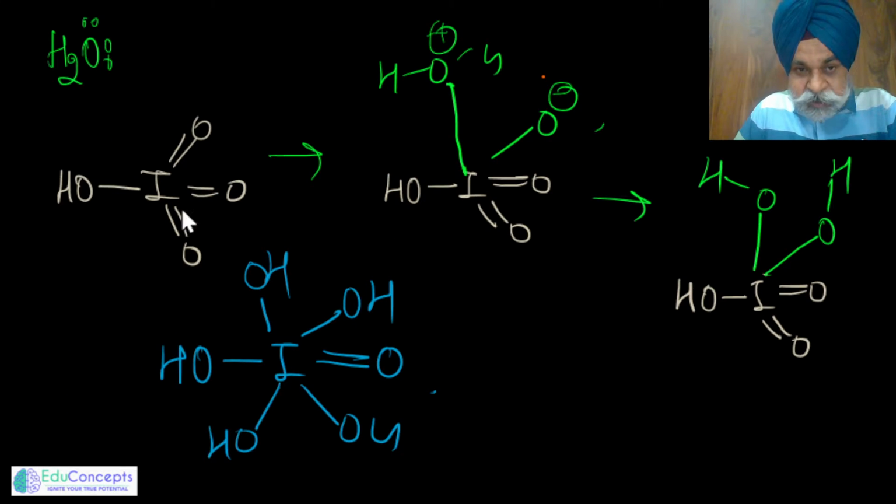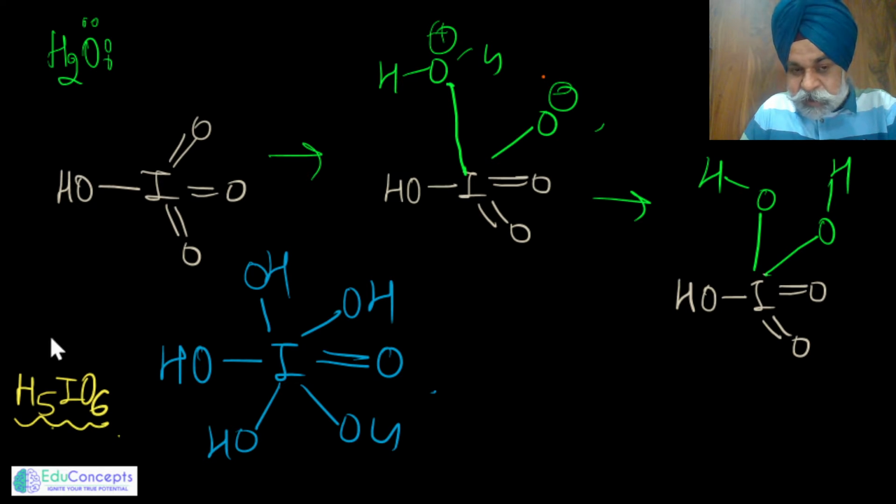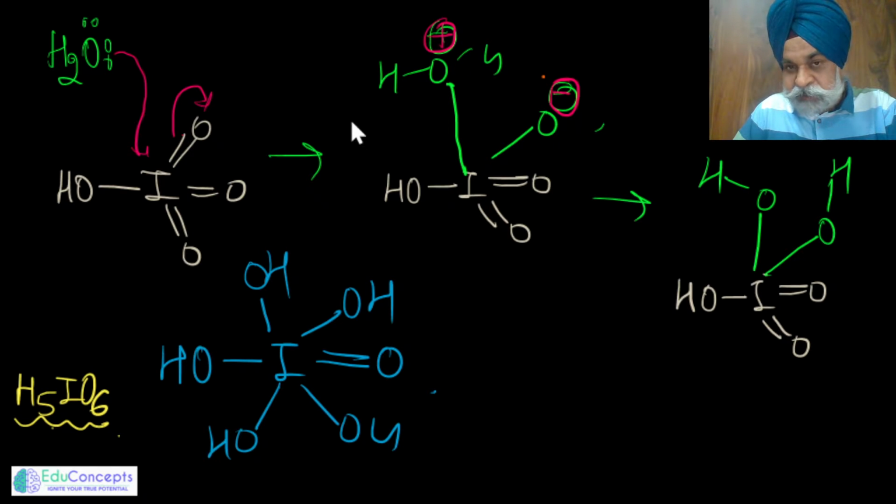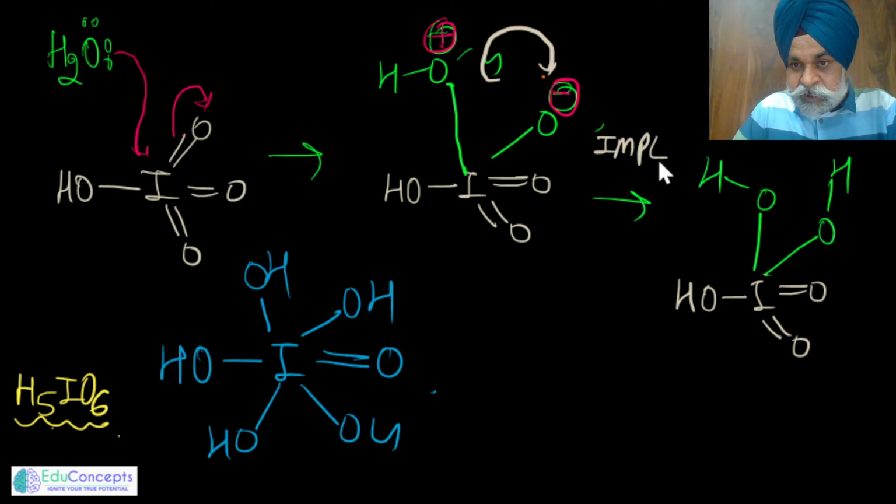So what I have written here is the viewpoint of what basically H5IO6 is. Now if I want to show how it gets formed, for that discussion I have made this slide. So water attacks it, this goes here. As a consequence, this oxygen would get a negative charge, and this oxygen gets a positive charge. Now this oxygen carrying a positive charge wants to get relieved. So this is what you call intramolecular proton exchange. So intramolecular proton exchange has happened. So two OH groups got attached instead of this double bond oxygen.